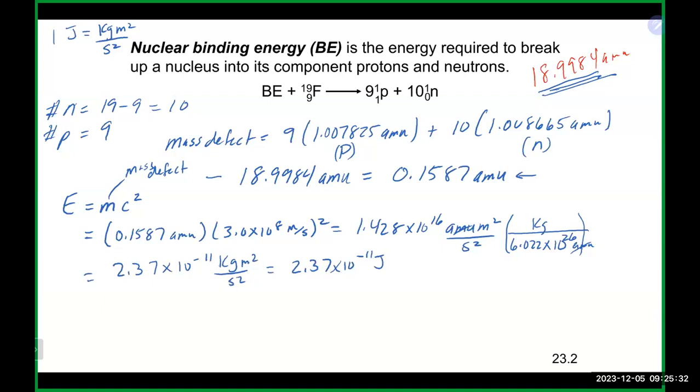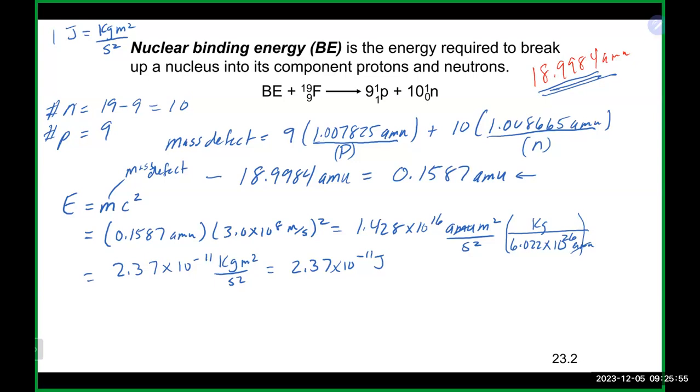Any questions on that? Yeah. So these two here are just constant values. They're the atomic mass of a proton and a neutron. They would be given to you, and obviously you would use them in that case. You don't have to memorize them.